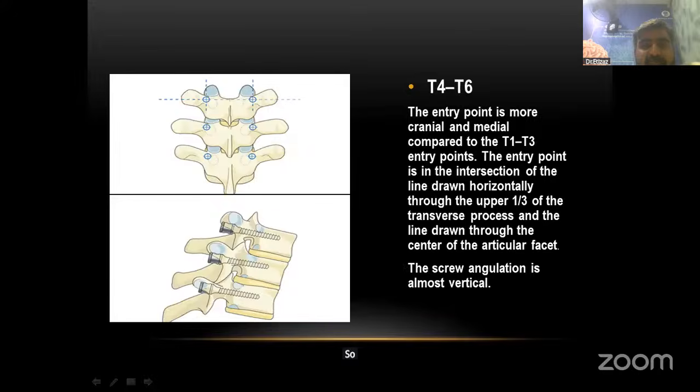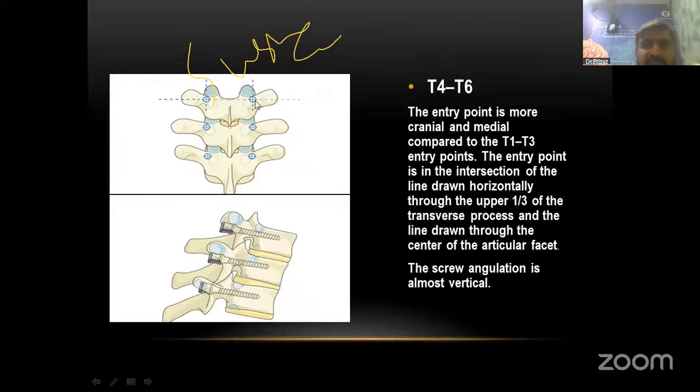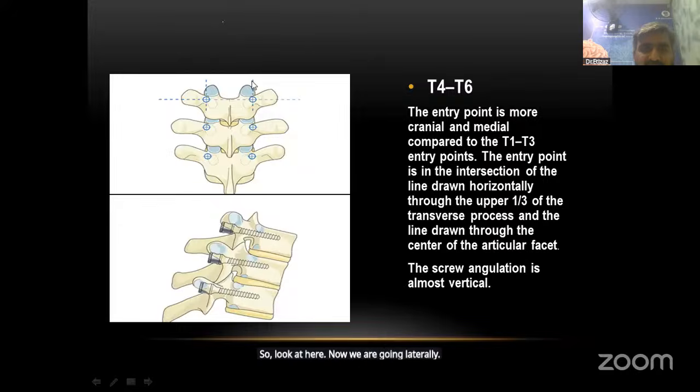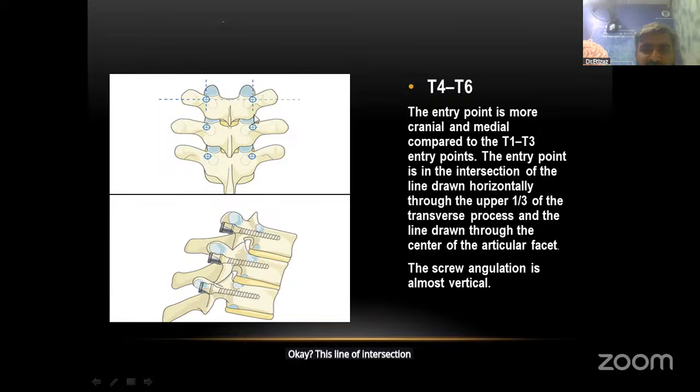So when we are talking about the above middle part of the thoracic spine, that is T4 to T6, look at here. Now we are going laterally. Look at here. Our line will be lateral, touching the lateral part of the mid of the TP, and the line of intersection will be there. Okay, this line of intersection is there for T4 to T6, you can see.